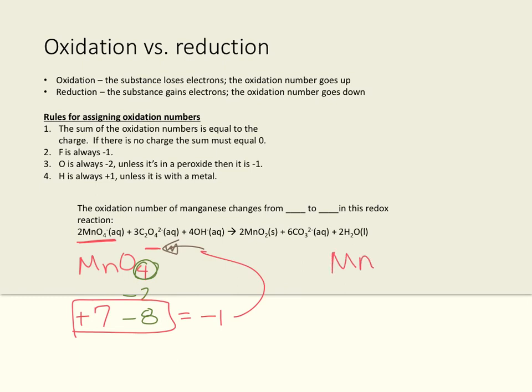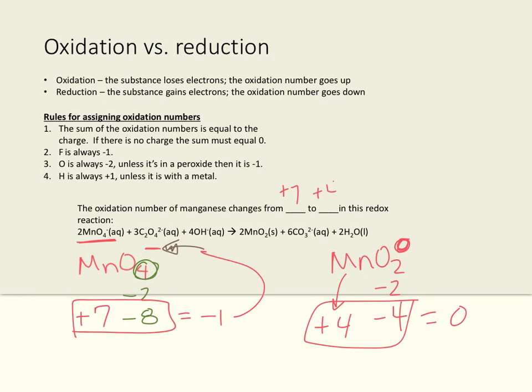And then we have manganese dioxide. And oxygen here is -2. We've got 2 of them, so that's -4. And so manganese is going to be +4 because there is no charge here, so the sum has to be 0. If you add these 2 together, you would get 0, and so manganese goes to +4. So it's +7 to +4.